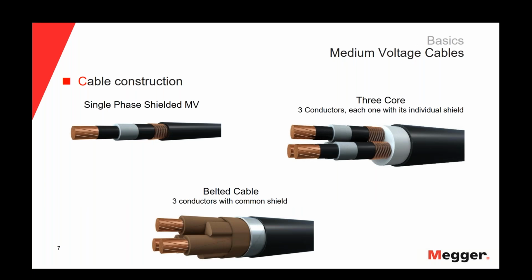Besides the single phase shielded medium voltage cable we saw in the previous slide, we can also have the 3-core cable, in which we have 3 conductors and each one has its individual shield. In the picture at the bottom of the slide, we are seeing a delta cable. In this case, we have also 3 conductors, but with 1 common shield. So these are some of the different constructions we can have in medium voltage cables.